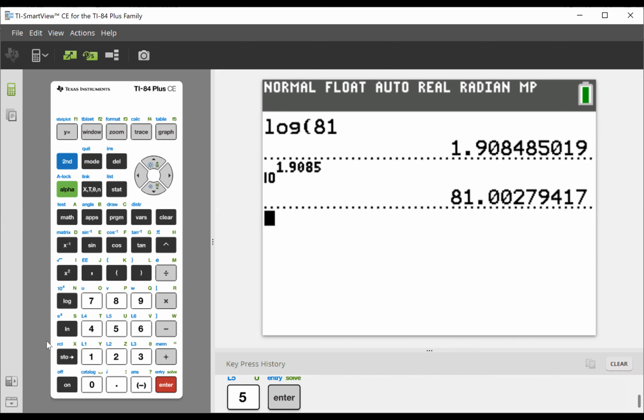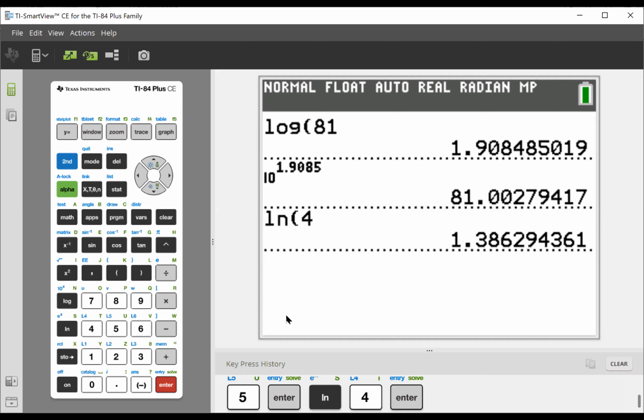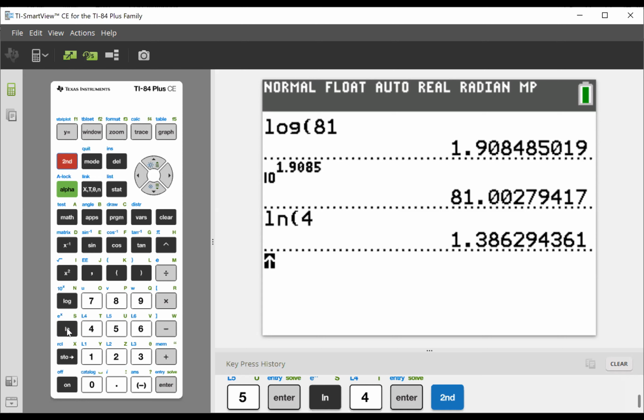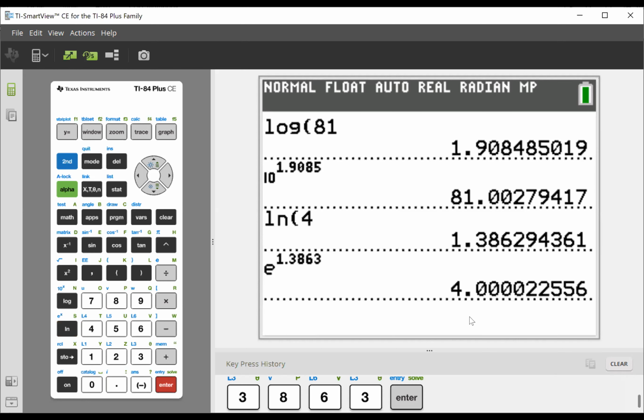And how about ln? Same thing. On your notes, you have ln of x equal to y, or e to the y equal to x. So ln of 4 is equal to 1.3863. Then if I use second and e to the x, again bringing out the e to the x with second and ln, and input 1.3863, you will see that you get back 4.